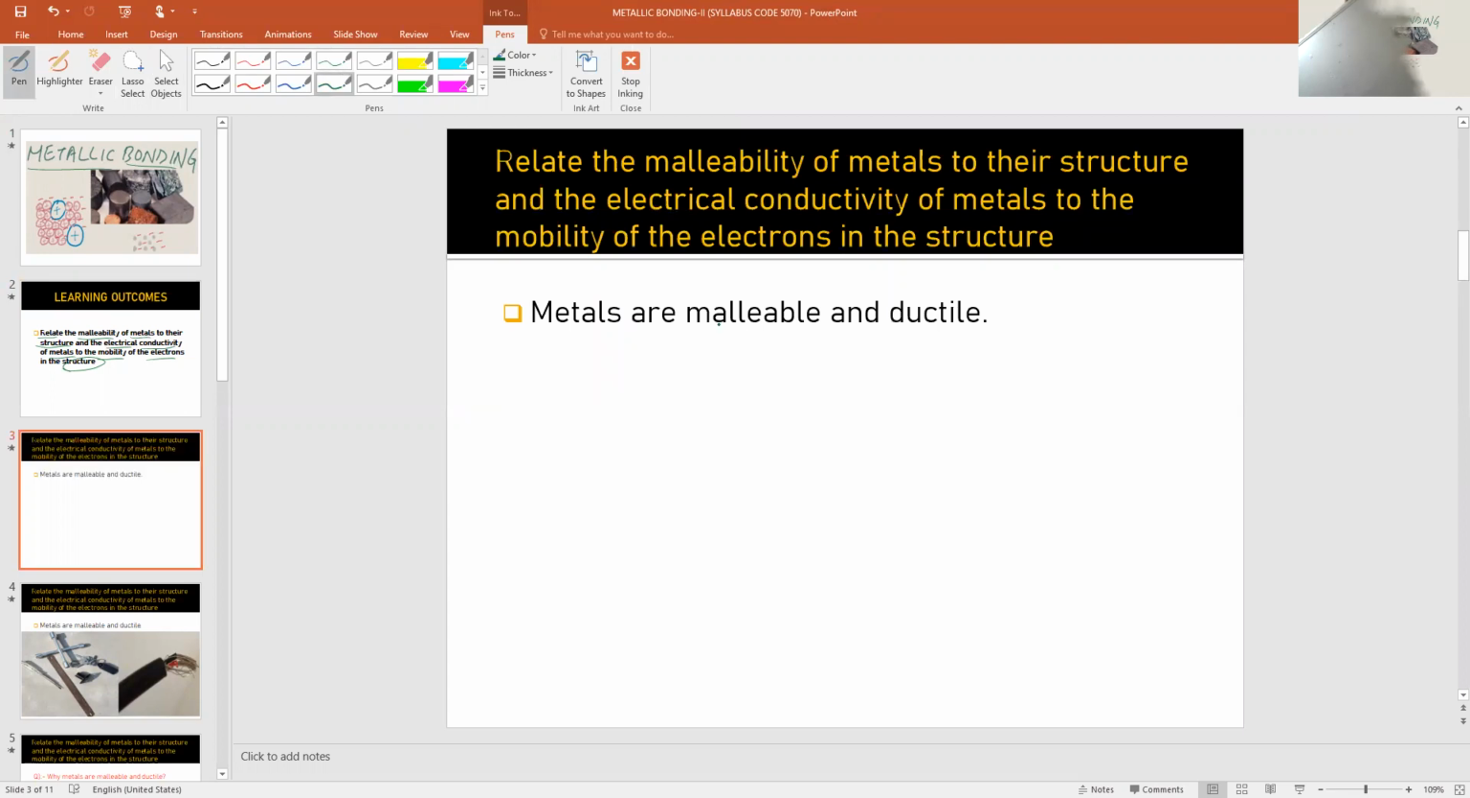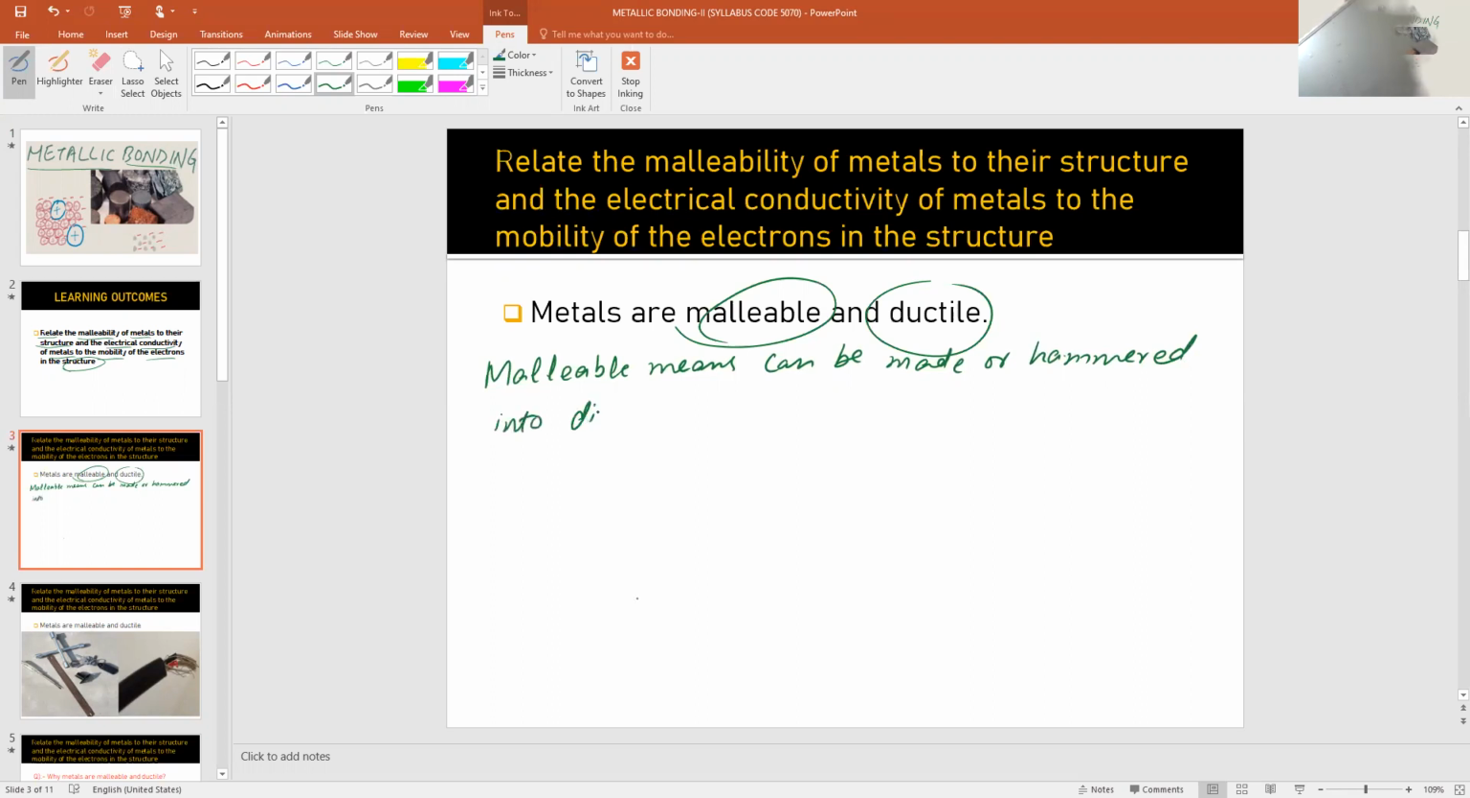Metals are malleable and ductile. First of all, you should know the meaning of the terms malleable and ductile. Malleable means can be made or hammered into different shapes.